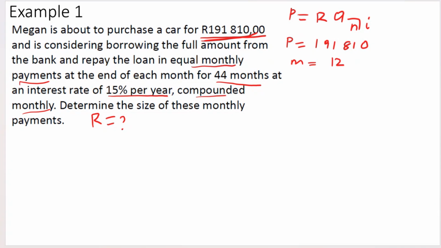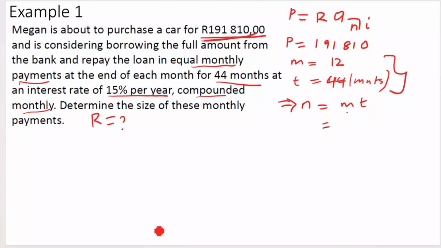Okay, and now for 44 months. Now we are given 44 months, and we know that our T is equal to 44 months. So these two imply that your N is equal to MT.